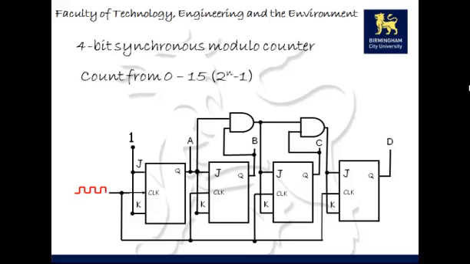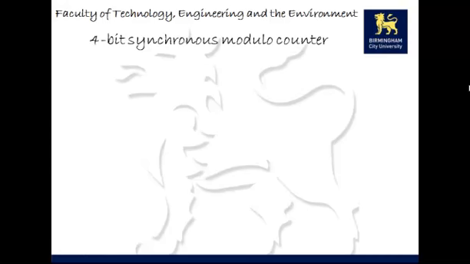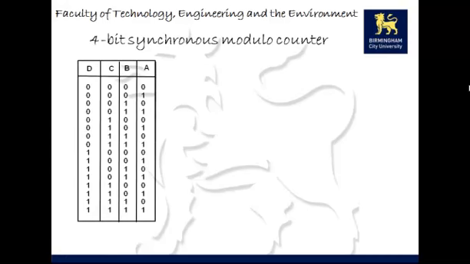So what does synchronous mean? Synchronous means that the clock is applied to all flip-flops simultaneously. This reduces the propagation delay that we observed when we looked at asynchronous or ripple modulus counters. So this is the circuit. Now it requires 2 AND gates, two-input AND gates, and we'll have a look at the truth table to see why that is the case.